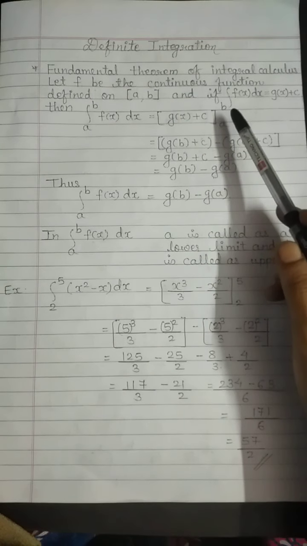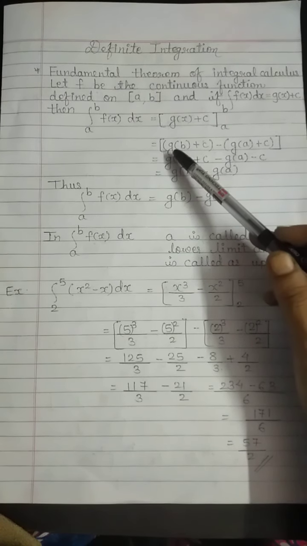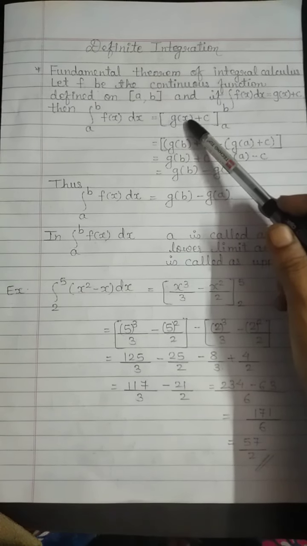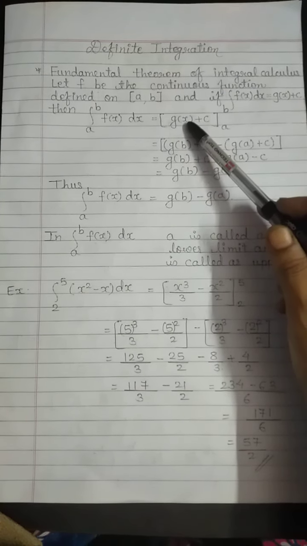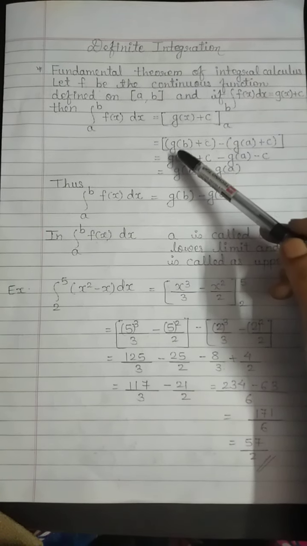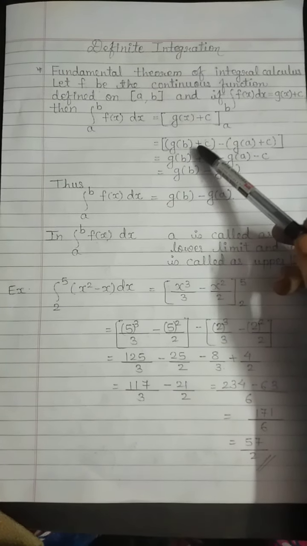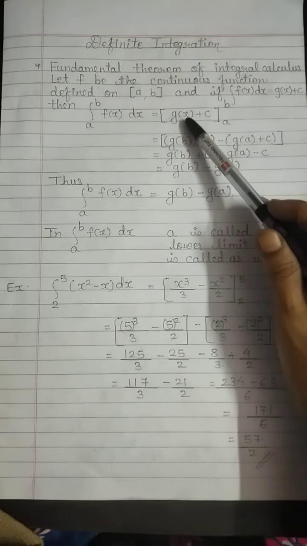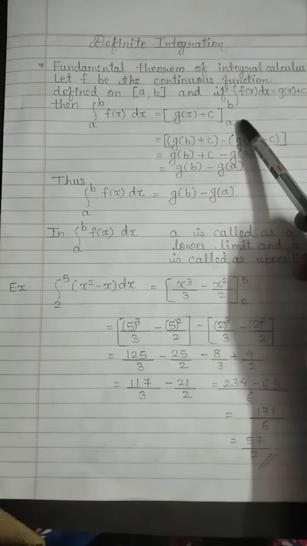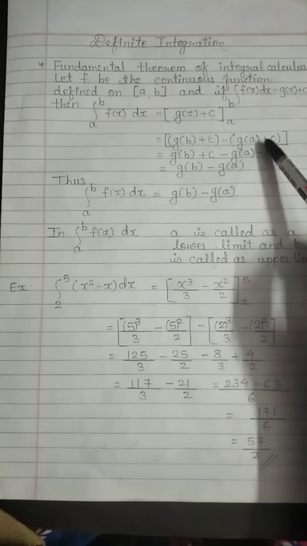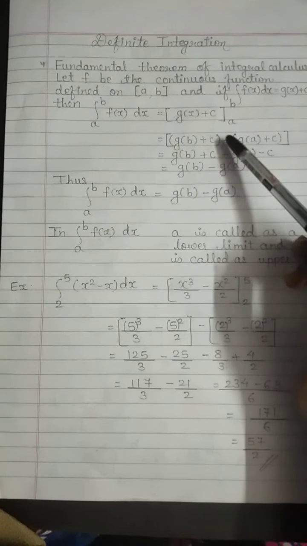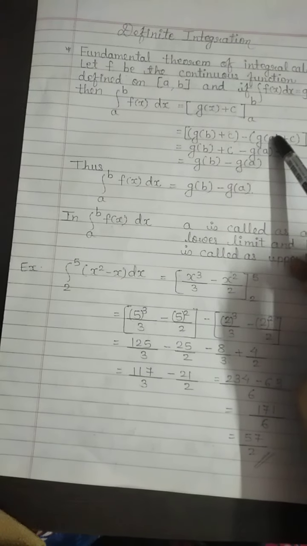Now first we apply the upper limit. So in this g of x plus c, we will replace x by b. So we will get g of b plus c, minus, in this we will replace x by a. So we will get g of a plus c. That means upper limit minus lower limit.